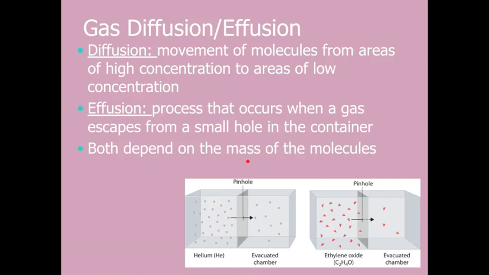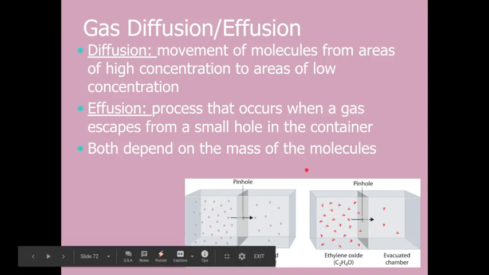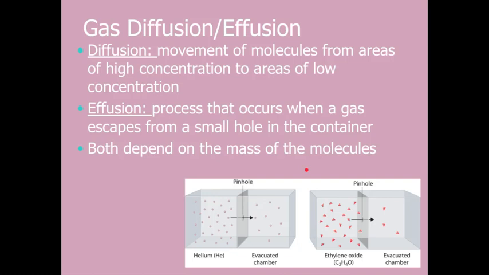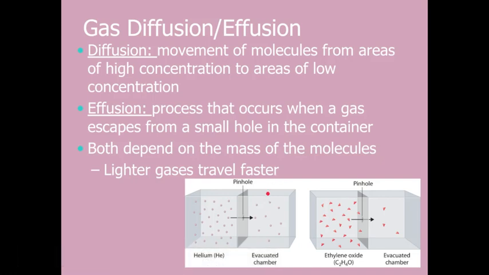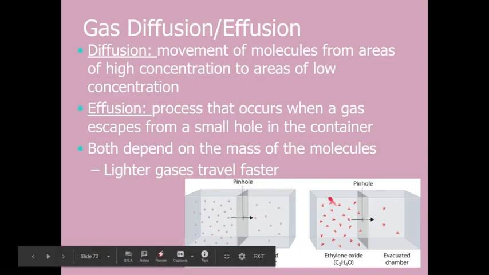Whereas diffusion won't really matter what the mass of those molecules are because they don't have to fit through this small pinhole here. There is a way to calculate our rate of diffusion. We're not going to focus on that in this course, but it is something that can be done. And maybe if you take second year chem, that is something that you would see. Like we said, since helium was a smaller molecule, it was able to effuse faster. So since it was lighter, helium was able to travel faster than ethylene oxide.